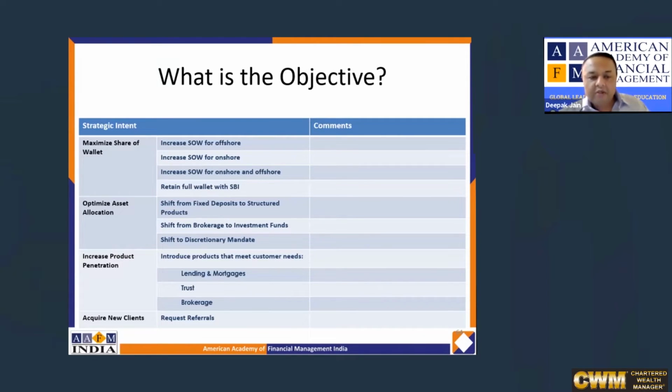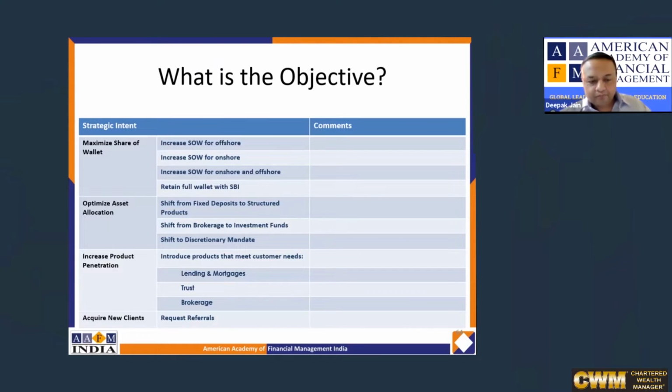When I talk about maximizing share of wallet, it could be share of wallet for offshore wealth management, onshore wealth management, both onshore and offshore, or you want to retain full share of wallet with you. That means the client only deals with you, nobody else. When you talk about optimizing asset allocation, you want them to shift from fixed deposits to structured products, brokerage to investment funds, or shift to a discretionary mandate where they give you money and you manage it, and they don't tell you where to put money and when to put money.